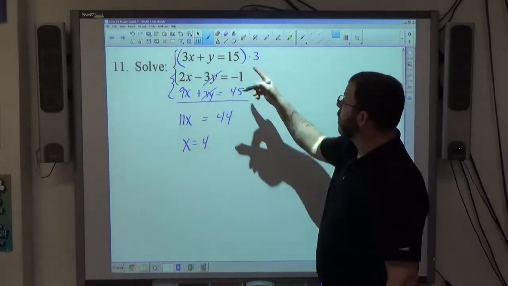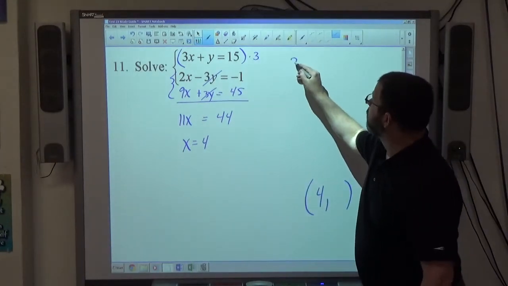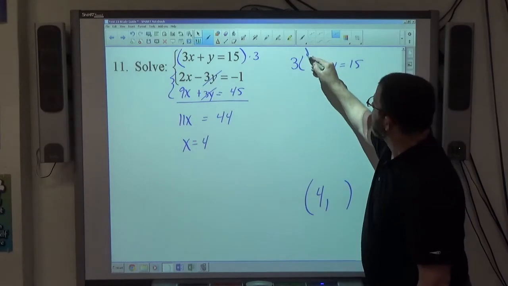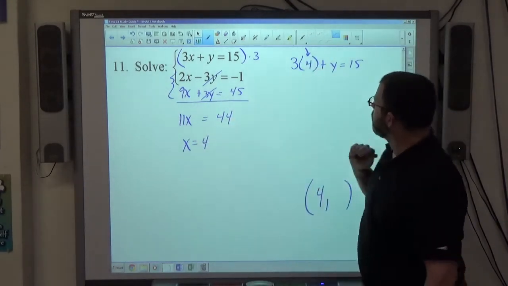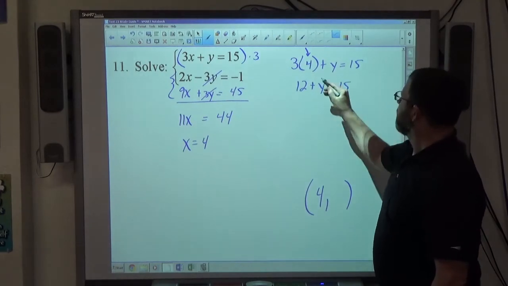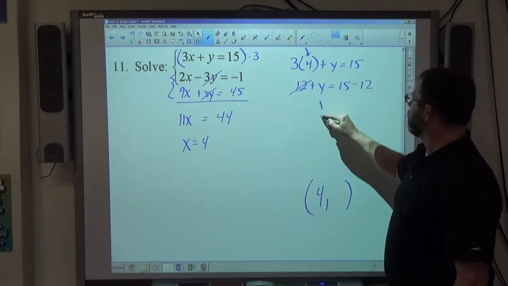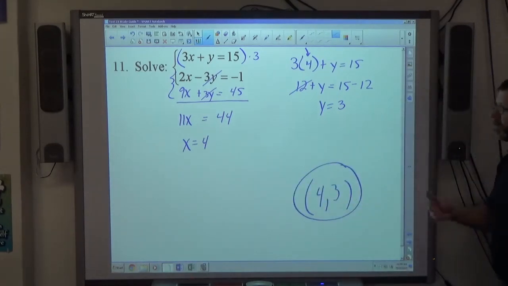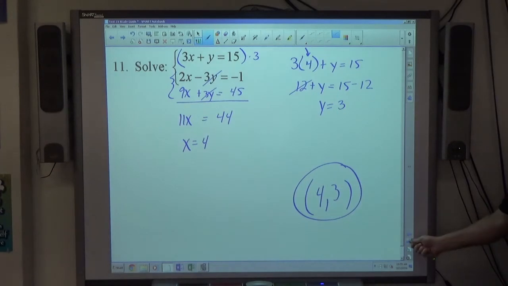I go back to one of the two equations up top. The top one says 3x plus y is equal to 15. But instead of x, I'm going to write 4 because that's what x equals. 3 times 4 is 12. And if I move the 12 to the other side, I get y is equal to 3. Solving a system of equations, we're looking for an ordered pair answer every time.